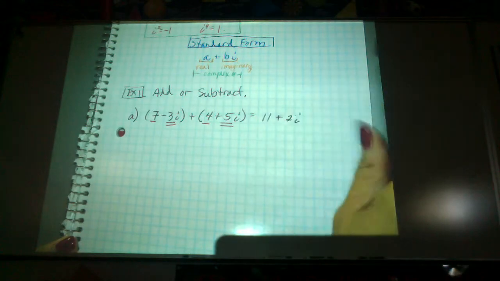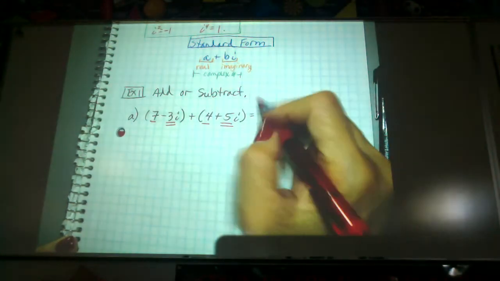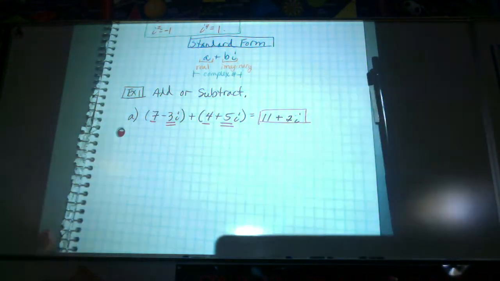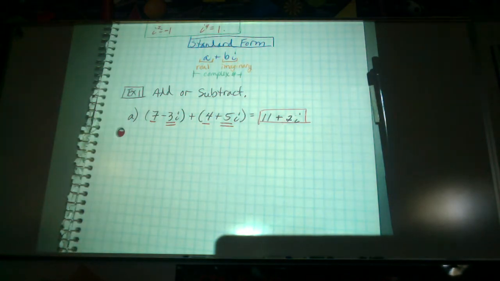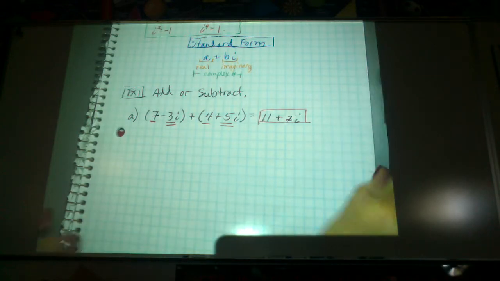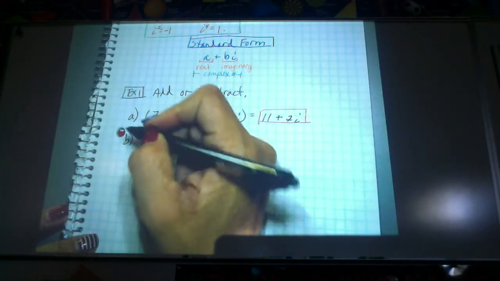All right, so that one, not a big deal. And again, you have to write the 11 first and then the 2i. If you write them in reverse, even though addition is commutative, they won't accept it because it's not proper standard form. So part B is the subtraction.